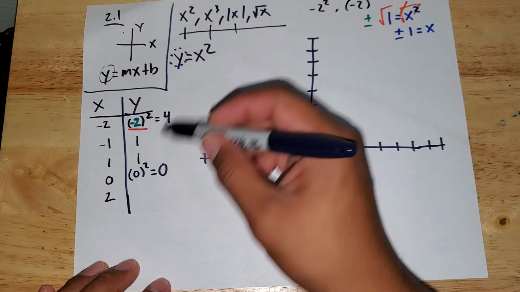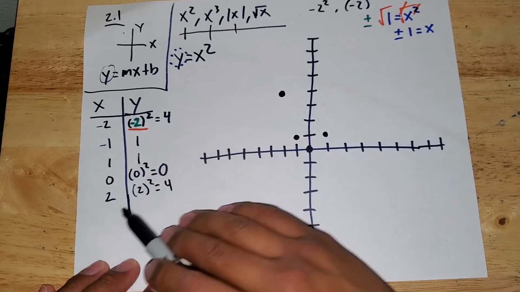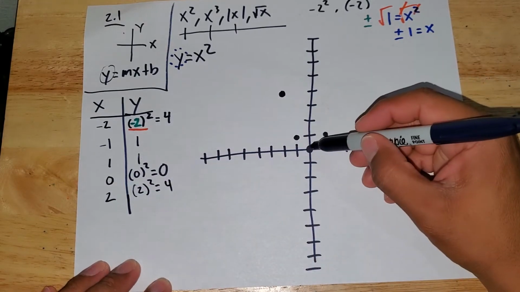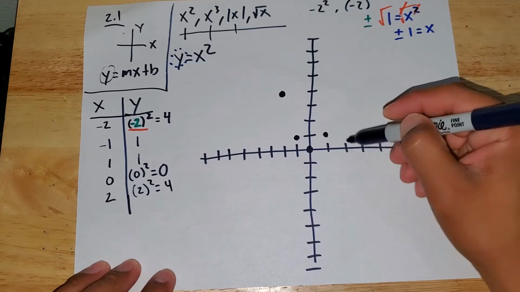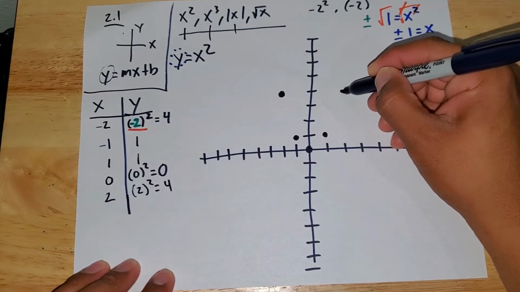But here, I just have to plug in 2. 2 squared is equal to 4. So at +2, I start at the origin, I go 1, 2 to the right, and I go up 1, 2, 3, 4.